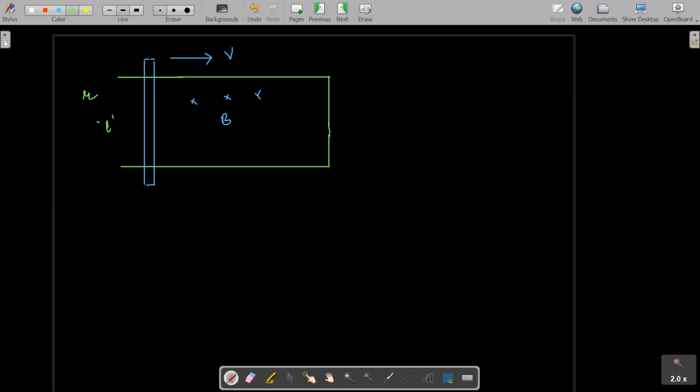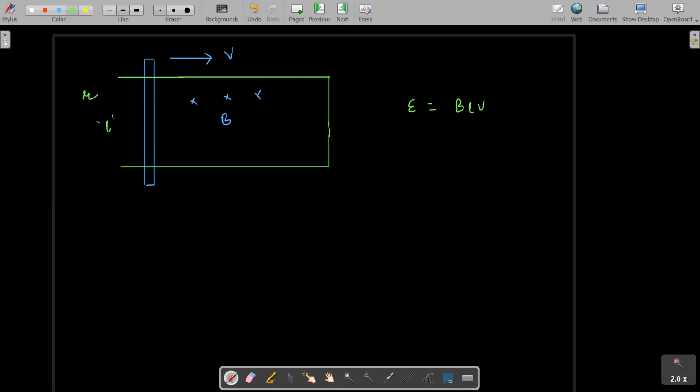I must say that this rod will have some resistance R. So this rod will induce an EMF, and what will be the value of that EMF? It will be B into L into V, right? B is the magnetic field, L is the length, and V is the velocity. So BVL is the EMF induced.